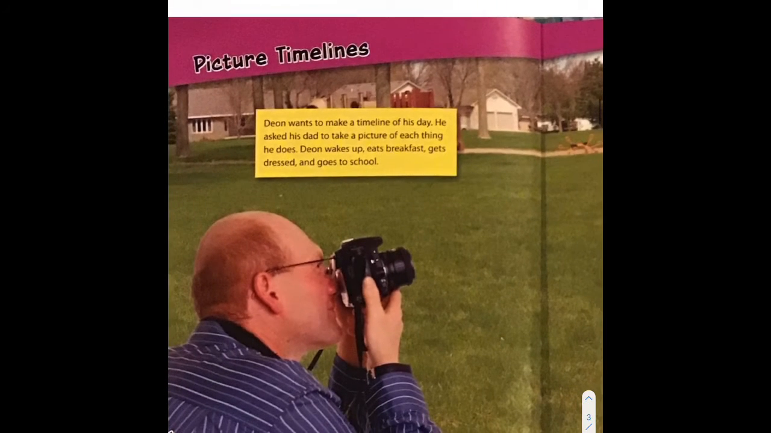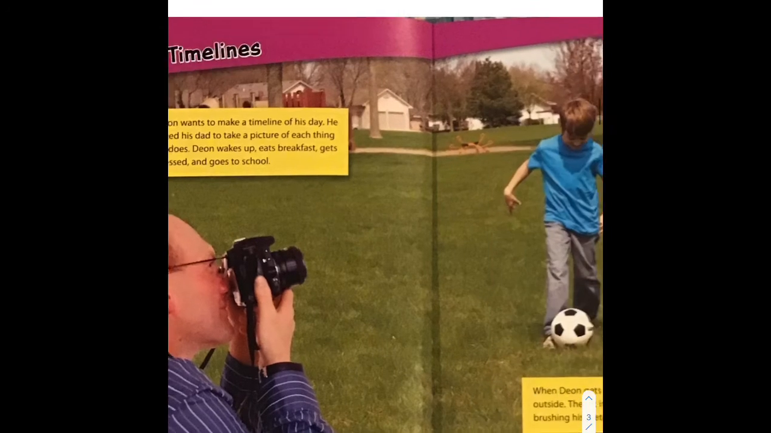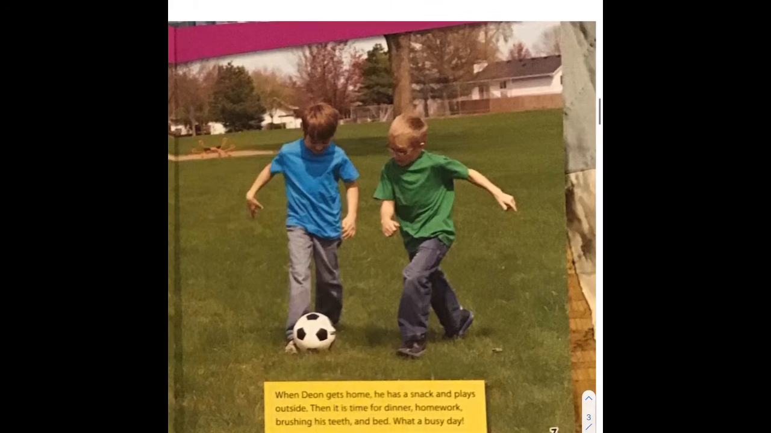Picture timelines. Dion wants to make a timeline of his day. He asks his dad to take a picture of each thing he does. Dion wakes up, eats breakfast, gets dressed, and goes to school. When Dion gets home, he has a snack and plays outside. Then it is time for dinner, homework, brushing his teeth, and bed.